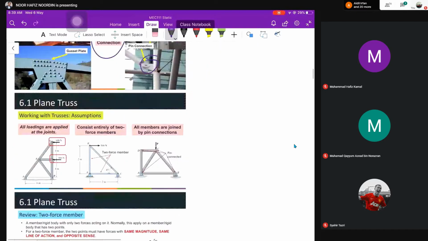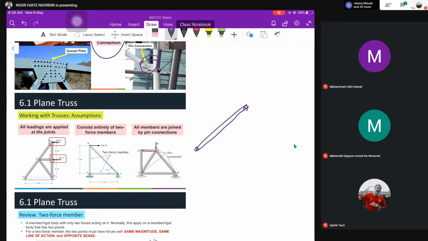So apa assumption yang ada untuk working with trusses ni? First, all loads are applied at the joints. So kita assume loading yang berlaku pada structure tu berlaku pada joint. Mesti berlaku pada joint. And then yang kedua, consists entirely of two force members. Why two force members? Because of slender lah. Slender kita ada macam tu bentuk dia, slender member. So dia akan ada dua connection hujung ke hujung.